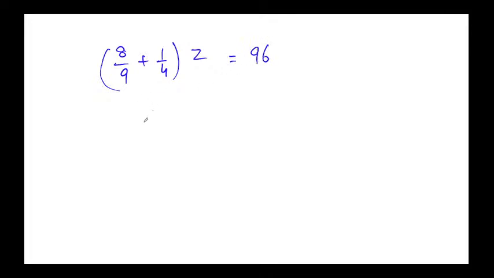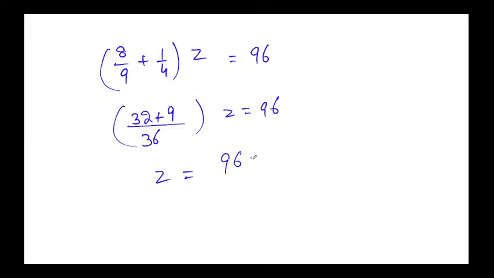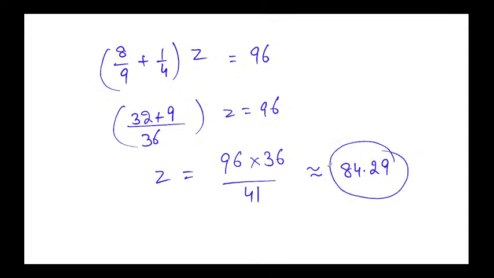So taking the LCM of this, that is 36: 9 fours are 36, 8 fours are 32, plus 9, Z that is equal to 96. So Z comes out to be 96 into 36 over 41. So when you solve it, it is 84.29. So Z is more or less close to 84.